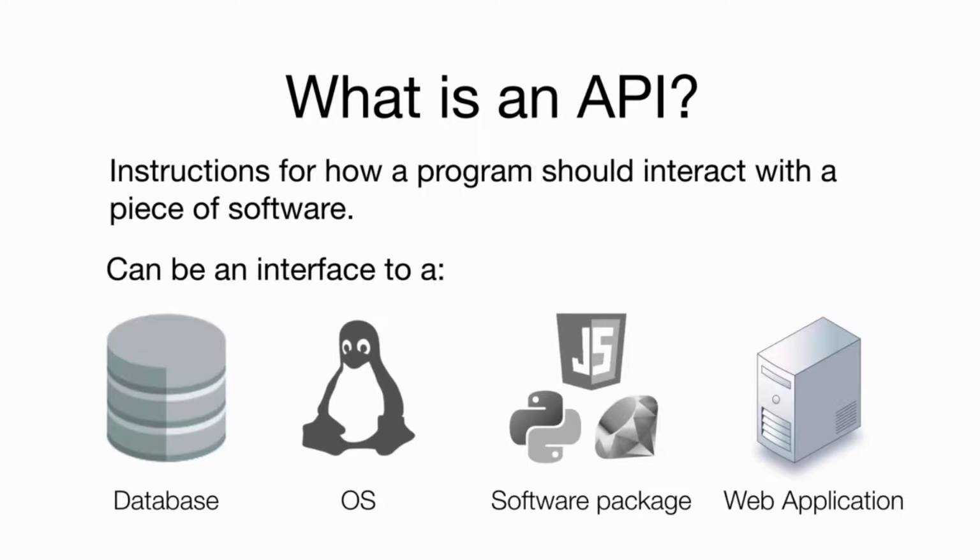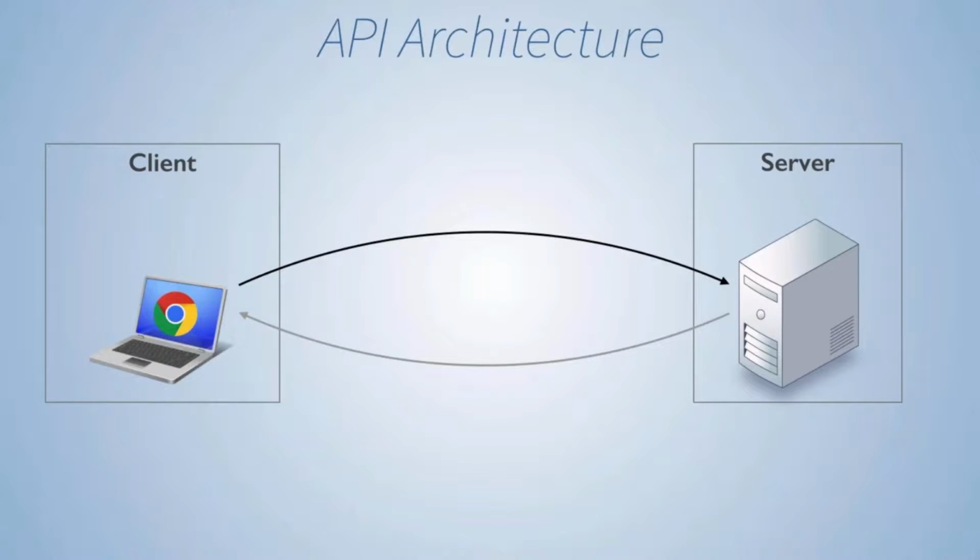And an API can be an interface to a database, to a computer's operating system, to a software package that does something, or commonly to web applications. And we're going to focus on this last case today. We're going to focus on how you could use an API to a web data source to collect data into R.